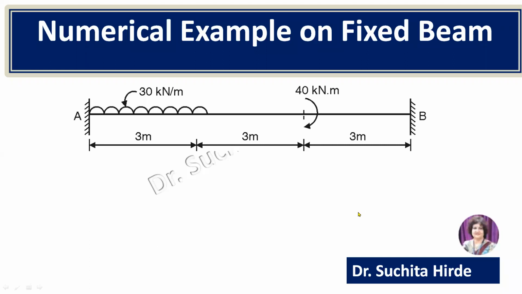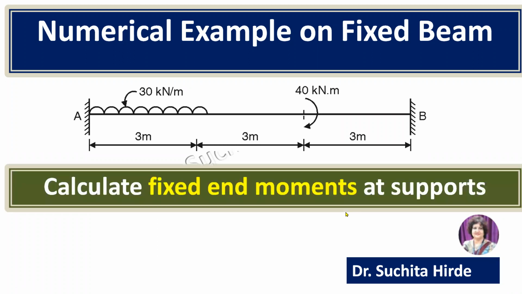So we are going to solve a numerical example on fixed beam which is subjected to partial UDL and a moment of 40 kilonewton meter. And we are going to calculate, because of these loads, what are the fixed end moments at support A and support B. So there are 3 different ways by which we can solve this problem.